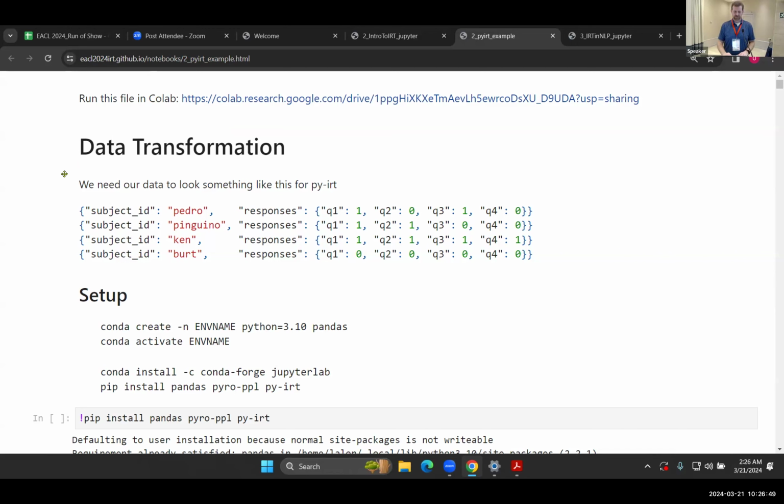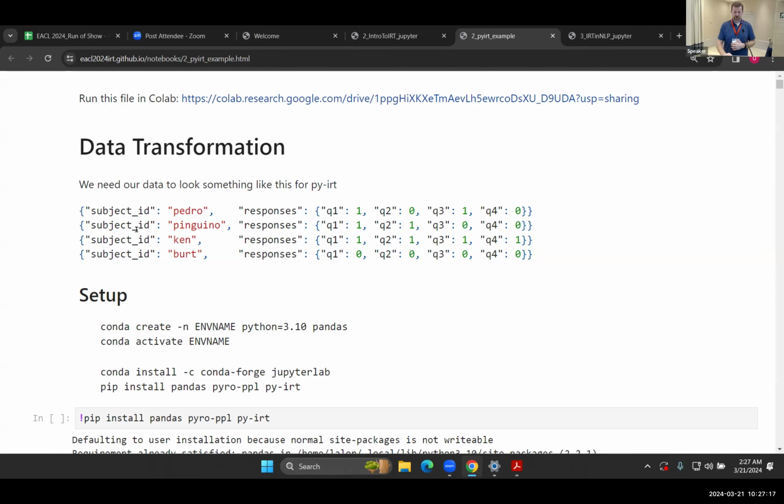Hopefully it still works. Okay, so like I said, in this walkthrough, we're going to assume you don't want to build your own model. You want to use this off the shelf to get those parameters and feed them into your downstream use case. So we need data that looks like our PyIRT format. Pedro showed you how you can create it in Python. I'm going to show a different way of translating it from an existing data set.